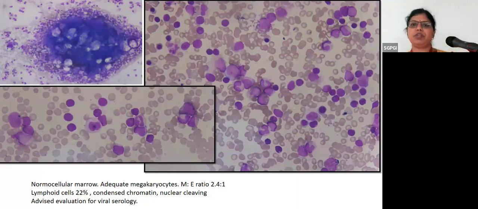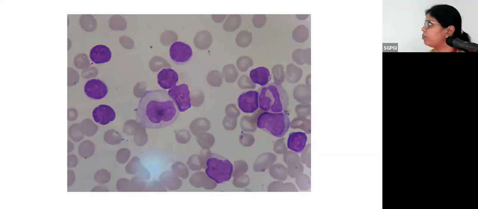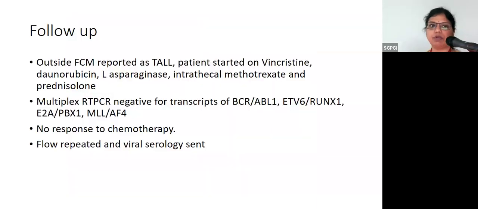This case was reported as bone marrow showing an increased proportion of lymphoid cells, advised evaluation for viral serology and immunophenotyping to conclude the diagnosis. The initial flow cytometry was not performed at our institute. It was outsourced. I have some more pictures if you are interested. For these cells, again showing the condensed chromatin and irregular nuclear outline. A few were a bit larger, showing little blastic morphology.